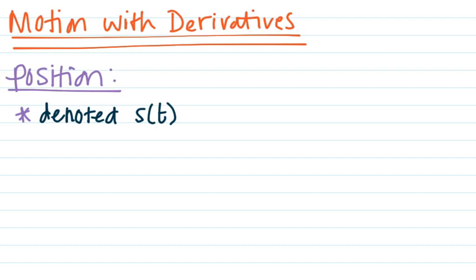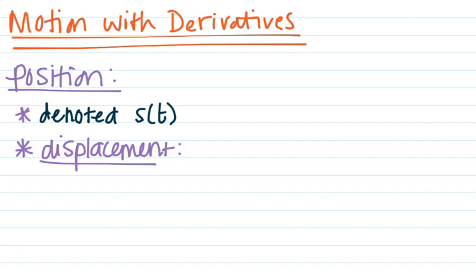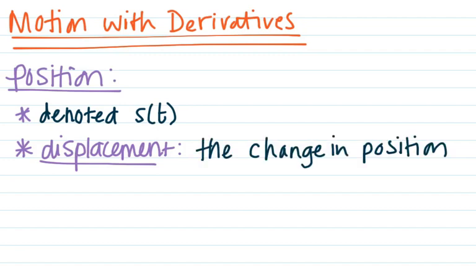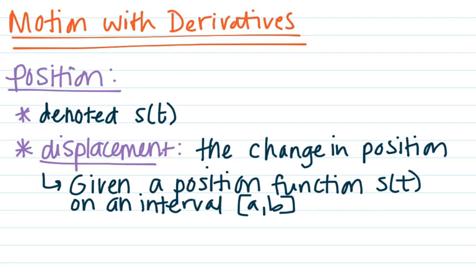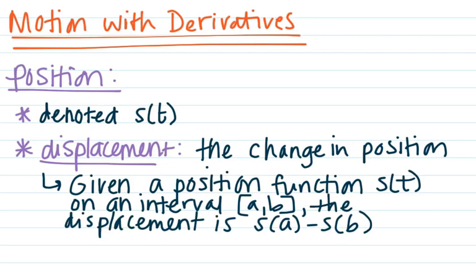However, the other thing that you may be asked about is the overall displacement of an object, which is simply the amount of change in position on a given interval. So let's write the more formal way of saying that. Given a position function s of t on an interval a b, the amount of displacement will be calculated as s of a minus s of b. So you're just finding the amount of change that's occurred on that given interval from the beginning to the end.